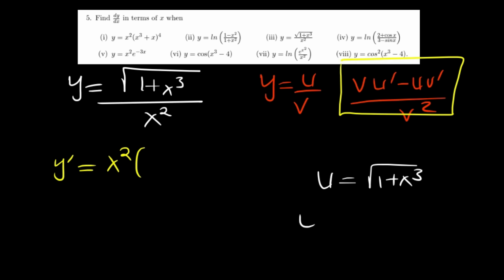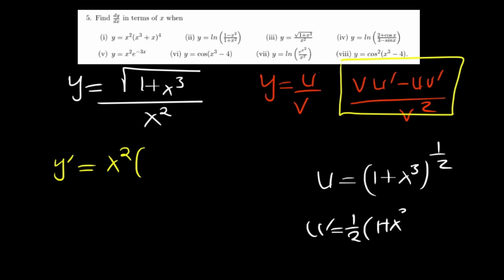What's the derivative there? The square root is the same as raising something to the power half. So if we're going to differentiate it, it's going to be half, 1 plus x to the power 3, reduce the power by 1, it will be negative half, multiplied by the derivative of what is in the brackets, that's going to be 3x squared.